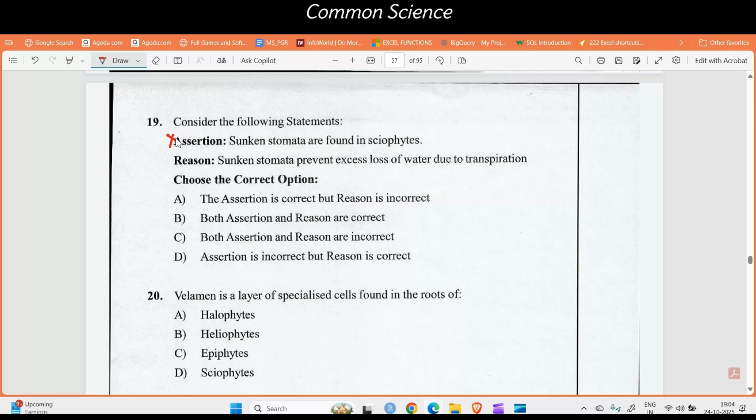Or we can say it is the feature of water conserving plants. So the assertion is not correct. How about the reason? Reason says that sunken stomata prevent excess loss of water due to transpiration. Yes, this is correct. Reason is correct. However, assertion is not correct. Option D seems to be the right answer here.